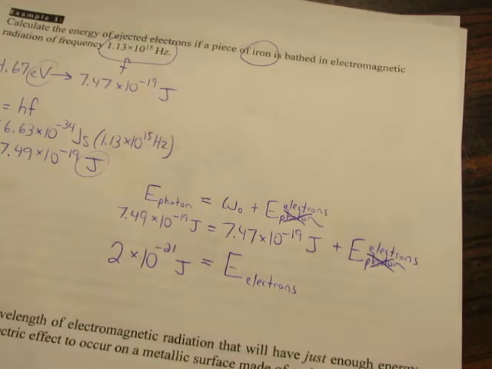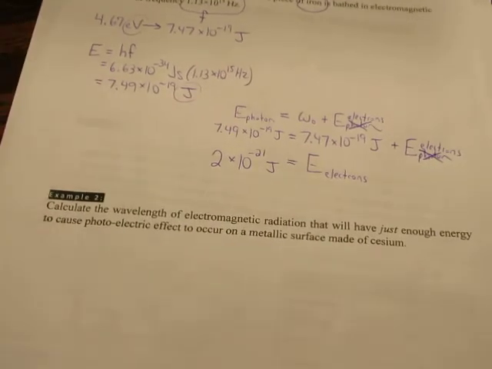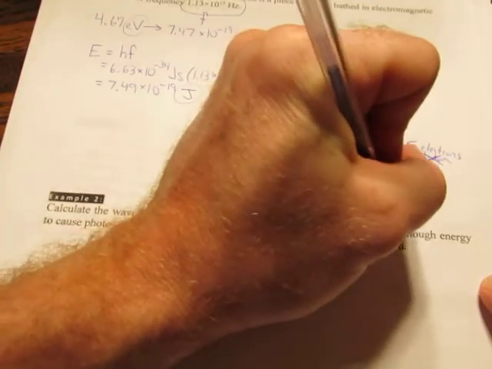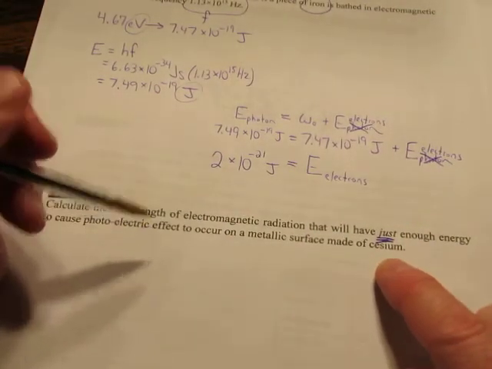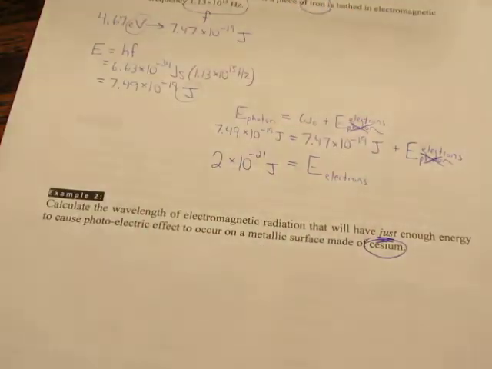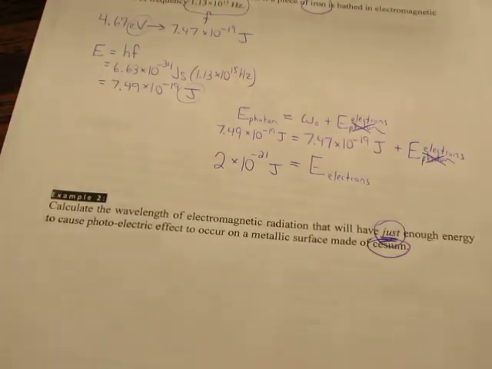Okay, example 2. Let's try one more. Uh-oh, this question doesn't have any numbers in it. What the heck are we going to do? So, let me read it. Calculate the wavelength of electromagnetic radiation that will have just enough energy to cause photoelectric effect on a surface made of cesium. So in actuality, there are two givens provided in this question by the words.